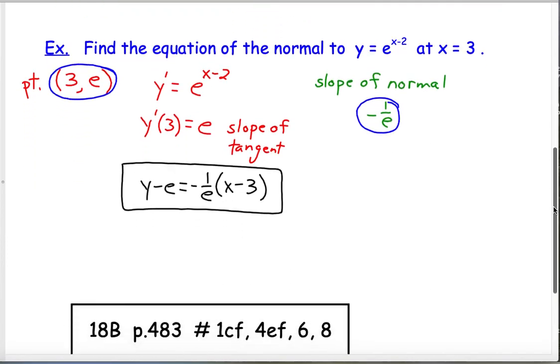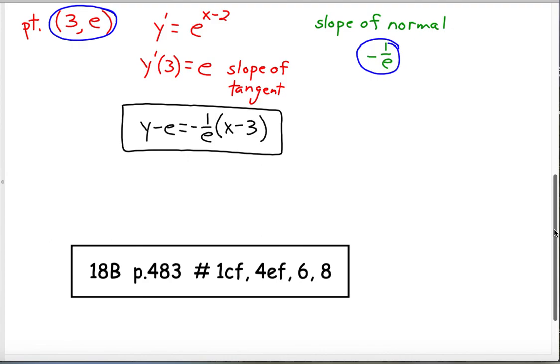Okay, just a handful of problems from this section, 18b, page 483.